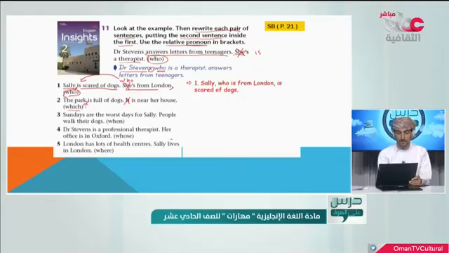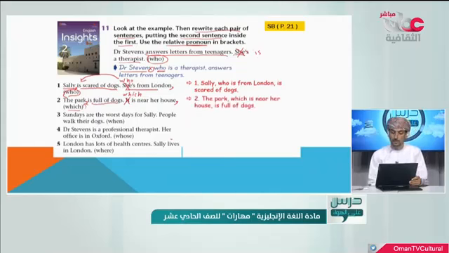And instead of it, we will write what? We will write which. Okay. And don't forget the comma before and after what? Before and after the relative clause. Then we will complete the sentence is full of dogs. Let us see. The park, which is near her house, is full of dogs.